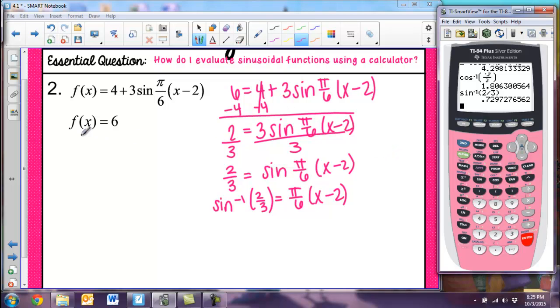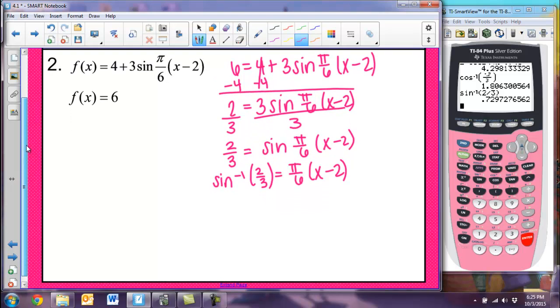Okay, and so remember, I'm going to round to 3 decimals. And so my first thing that I'm going to do, I'm going to go ahead and split it into 2. And I'm going to have 0.7297 rounds up to 0.730 plus 2 pi n. Again, you're always just going to do 2 pi n equals, well, it helps if I write equals, not plus, pi over 6 times x minus 2.